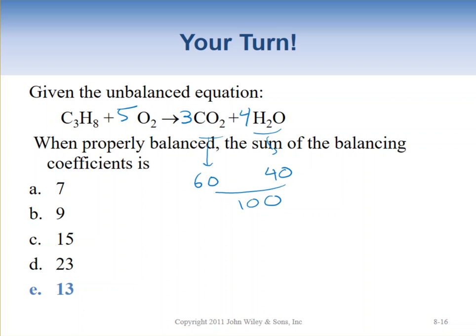Now, the sum of the balancing coefficients: we have 1 for C3H8, 5 for O2, 3 for carbon dioxide, and 4 for water, which gives us 13.